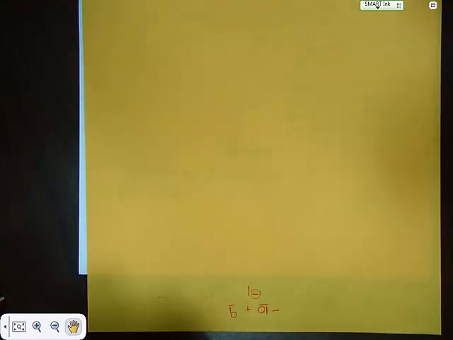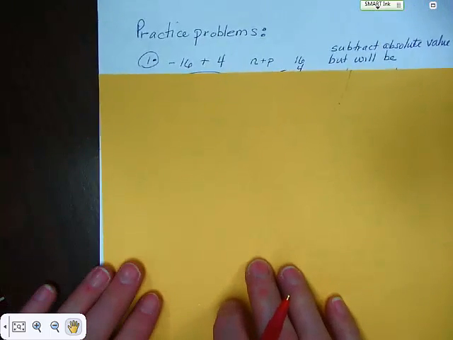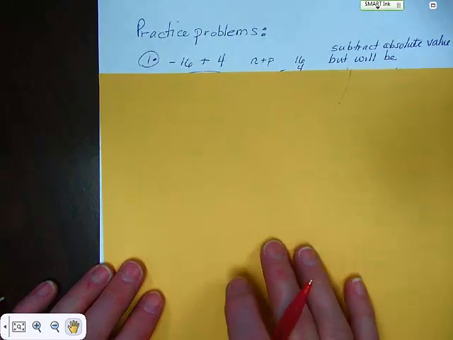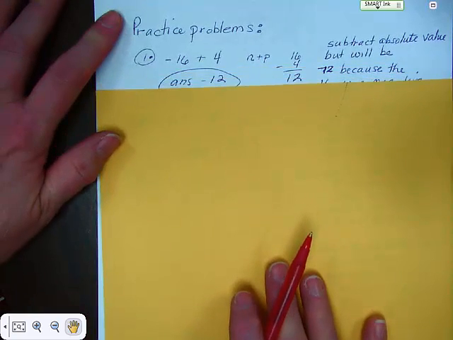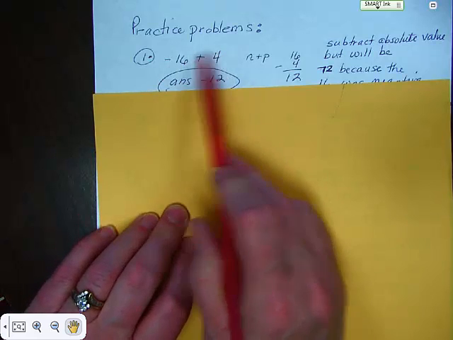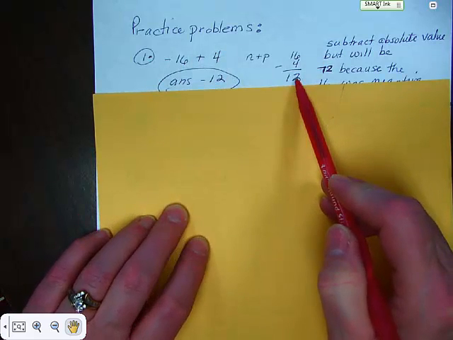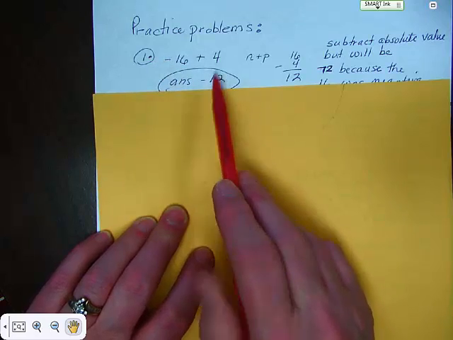Okay, we have some practice problems here. If we have negative 16 plus 4, we have a negative plus a positive. So we'll take the absolute value of 16 and 4, we'll subtract them, we get 12. The bigger number of the 2 was 16, it was a negative, so the answer is negative 12.